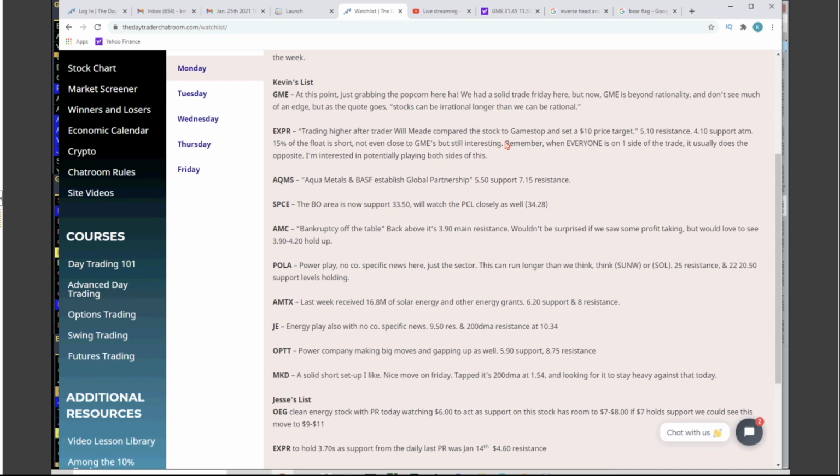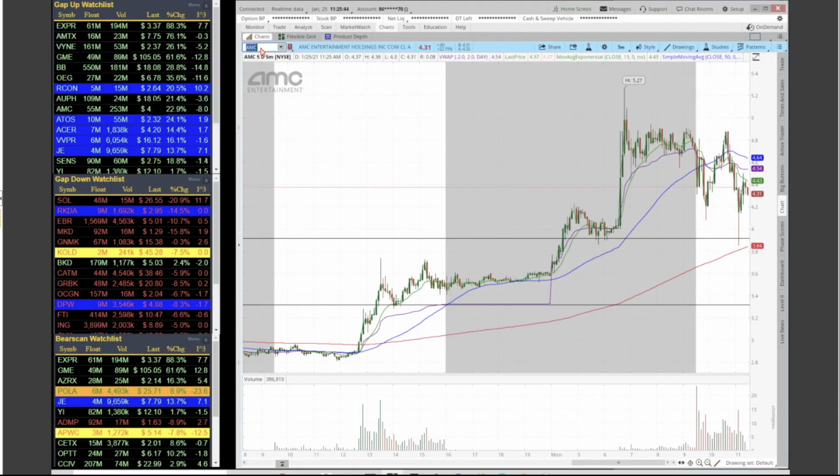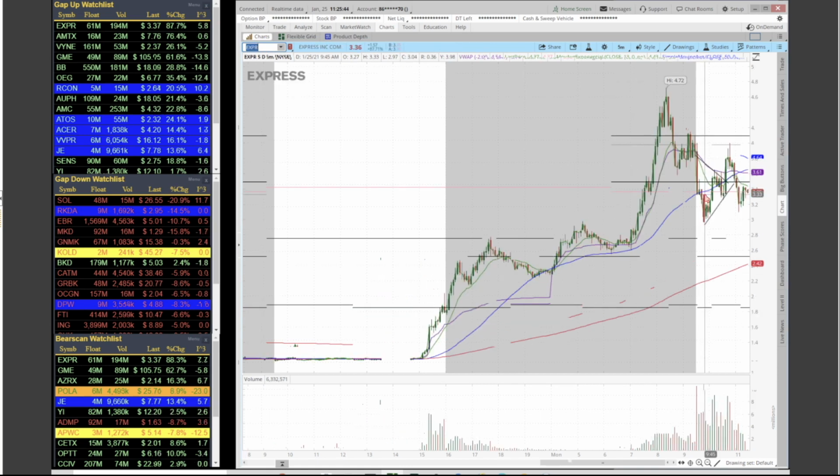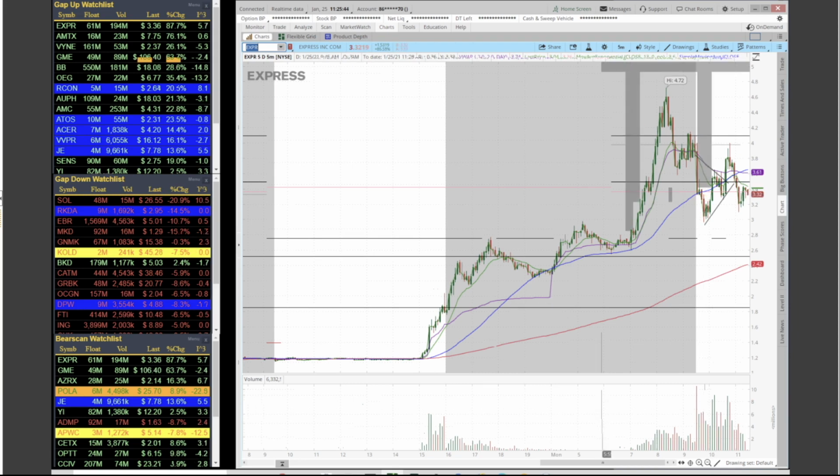Well, when 90% are all thinking the same thing, usually the stock's going to do quite the opposite of that. And that's why I said here, remember, when everyone's on one side of the trade, it usually does the opposite. I'm interested in playing both sides of it, but I did like the short, kind of against 510 at the open, which was major resistance. It just snapped right out of the gate. So it didn't provide the short. That's okay. I'm not going to chase it on the short side. I'm going to see if something else sets itself up for a long.